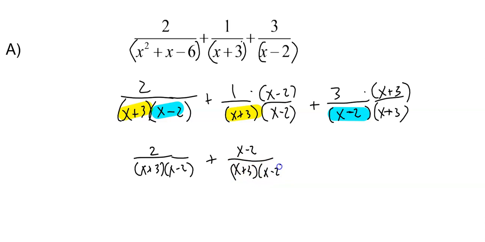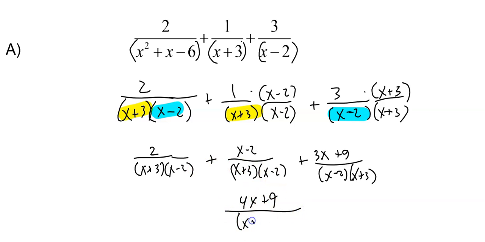I guess I could have just moved these together. Plus 3x plus 9 over x minus 2, x plus 3, the order doesn't matter. Okay, now I'm going to add up all the numerators. So I get 4x plus 9, I believe, over x plus 3 times x minus 2. And so the restrictions are x cannot equal negative 3 and x can't be 2.